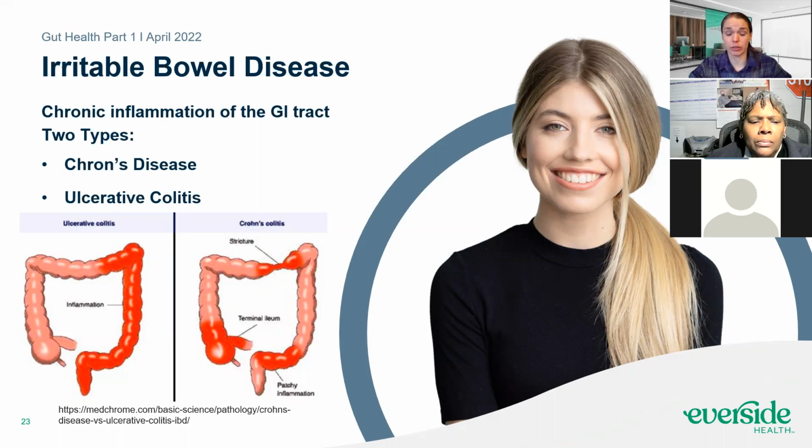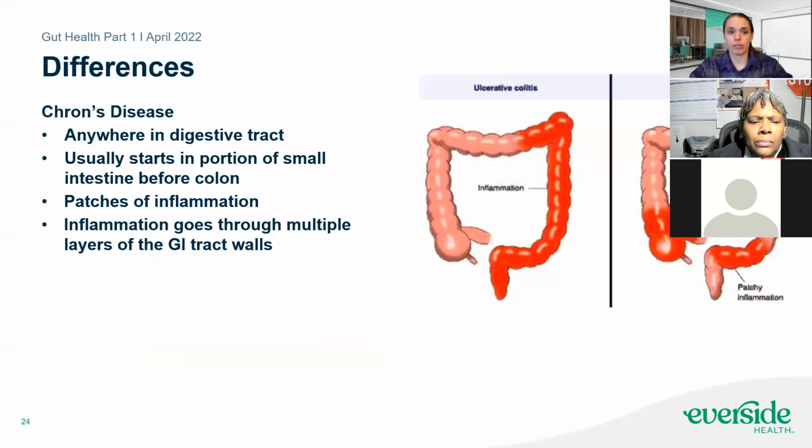Irritable bowel disease. So this again, there's been a lot of confusion around this one. Chronic inflammation of the GI tract. So there's two types. There's Crohn's disease and ulcerative colitis. Both of them are irritable bowel disease. So the differences between them is Crohn's disease can happen anywhere along the GI tract, from the mouth all the way down to the colon.